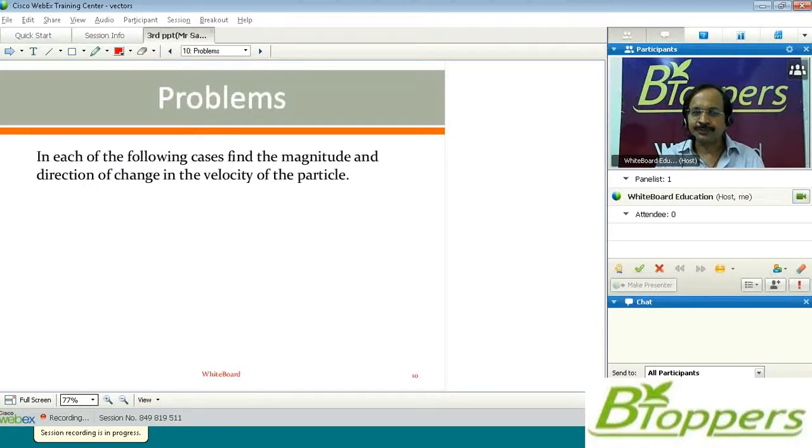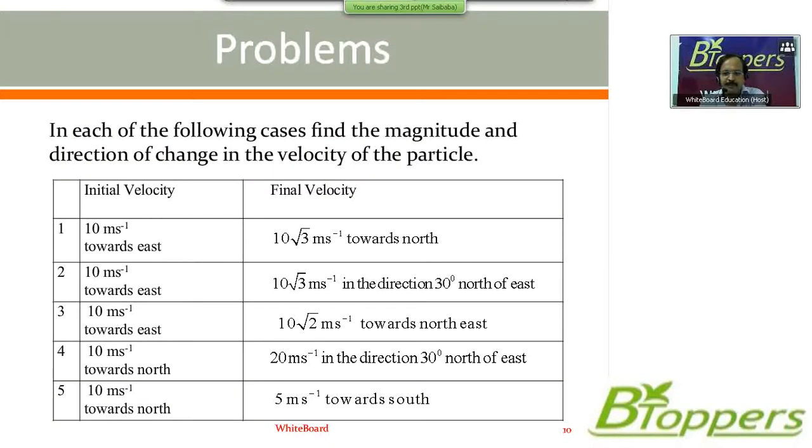Look at the problems which I have given in the previous class. I have shown you 5 problems on the screen. In each problem, on the left hand side, I have given the magnitude and direction of the initial velocity, and on the right hand side, the magnitude and direction of the final velocity. I told you to copy these problems in my previous class and try them. I have given the answers also. So the same problems I am going to discuss now.